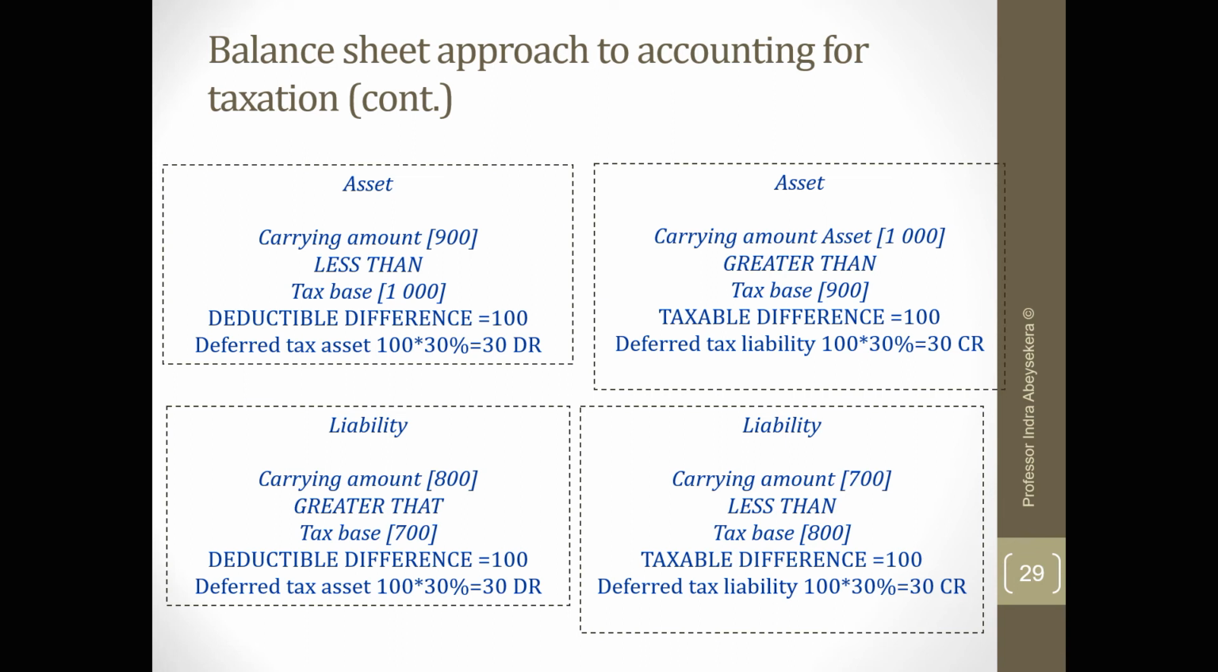When it comes to liabilities, when the carrying amount is greater than the tax base, it's a deductible difference and gives rise to a deferred tax asset. Whereas when the carrying amount is less than the tax base, the difference becomes a taxable difference and gives rise to a deferred tax liability.